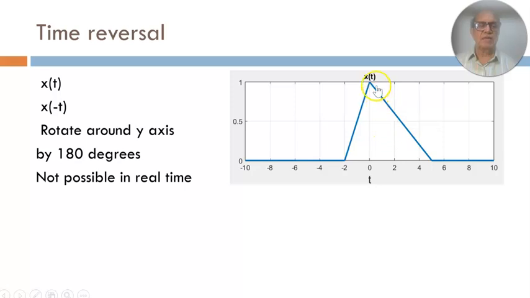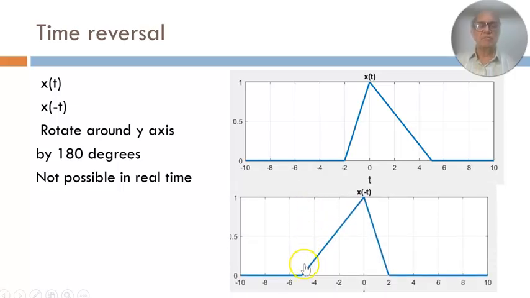So what do you expect? Now if you rotate this around the y-axis, this is my y-axis, then what will happen? This point which was corresponding to plus 5 will now correspond to minus 5, and this point which was corresponding to minus 2 will now correspond to 2. Okay, so either you think of rotating around the y-axis, or you think of reading in the reverse direction and then putting in the values. Whichever way, you will get this waveform.